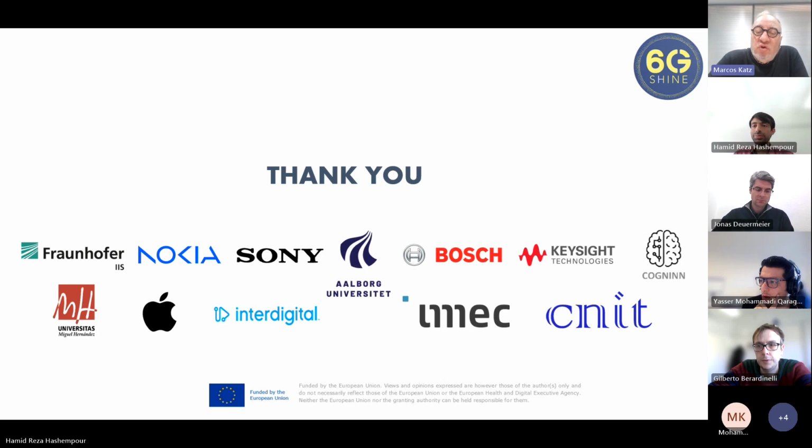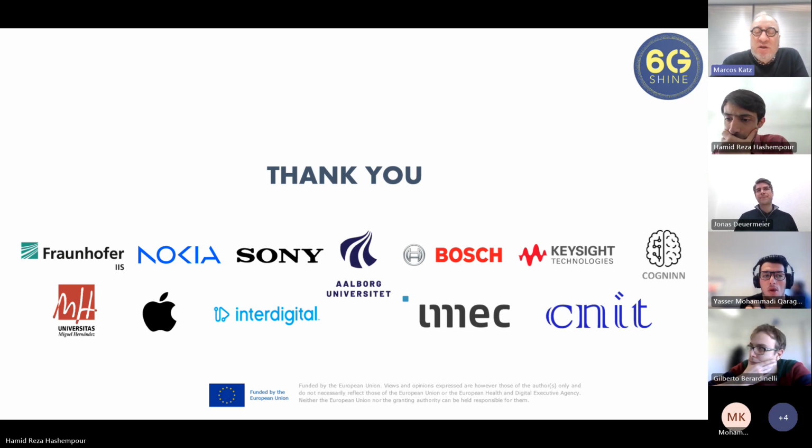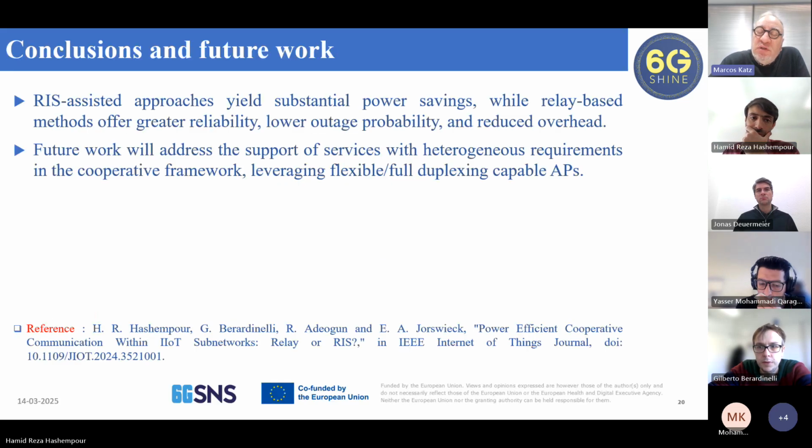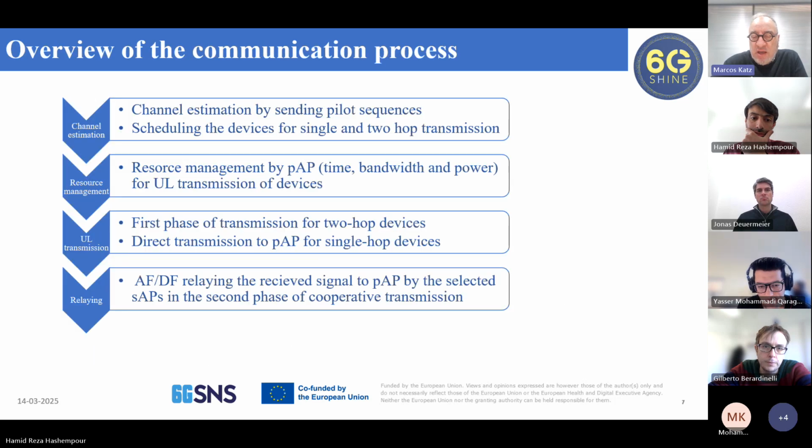Yes, I also wanted to ask you, based on your results, we cannot simply say that RIS is the best or relay is the best. It depends on the sort of performance. How about if we consider the overall complexity of the system? As you know, if you have a RIS, you need to have a control system and this kind of thing. Is it so that the relay approach is simpler?